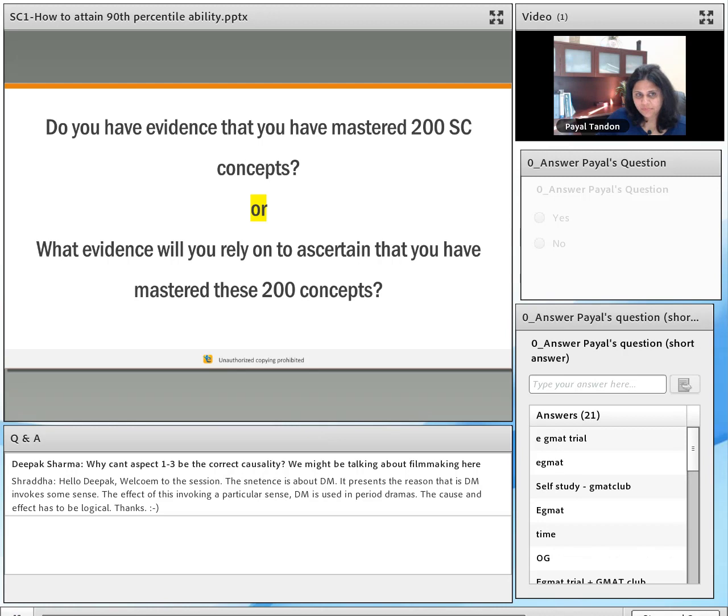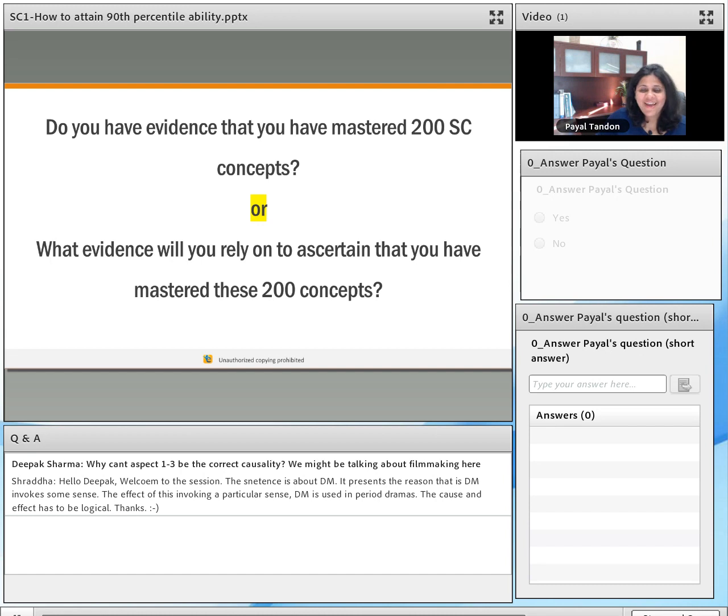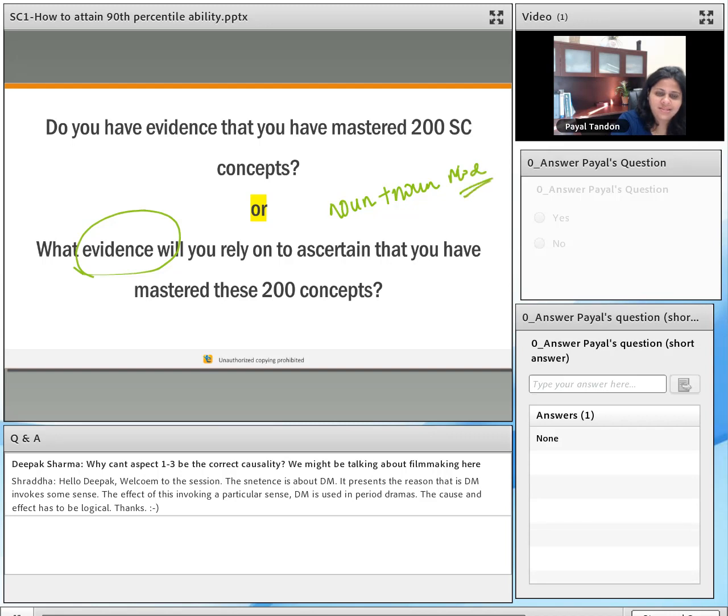Now, as you are studying, for those of you who are not using EGMAT yet, tell me what is the evidence? And again, this question is only for students who are not using EGMAT, okay? Because I know the answer for EGMAT, right? For those of you who are not using EGMAT, what evidence do you have today that tells you that you have understood or mastered, let's say, the concept on how noun plus noun modifiers work? How will you ascertain that? How will you make sure that you have that understanding? What is the evidence that's going to tell you that?